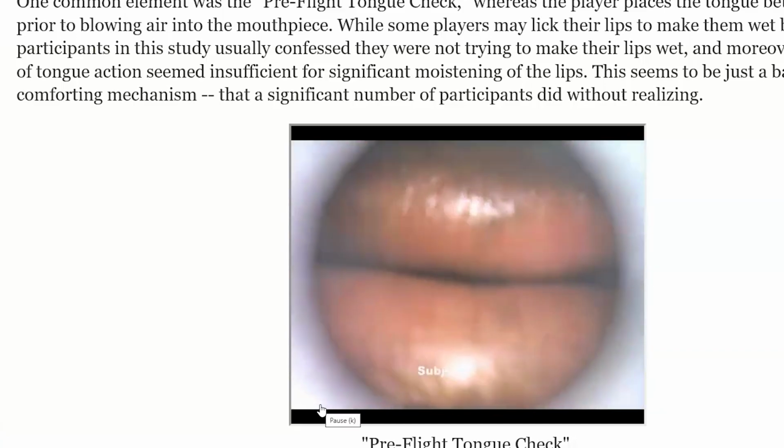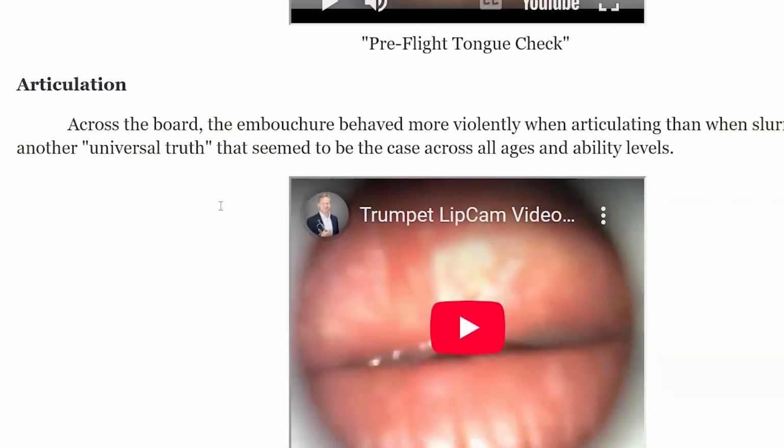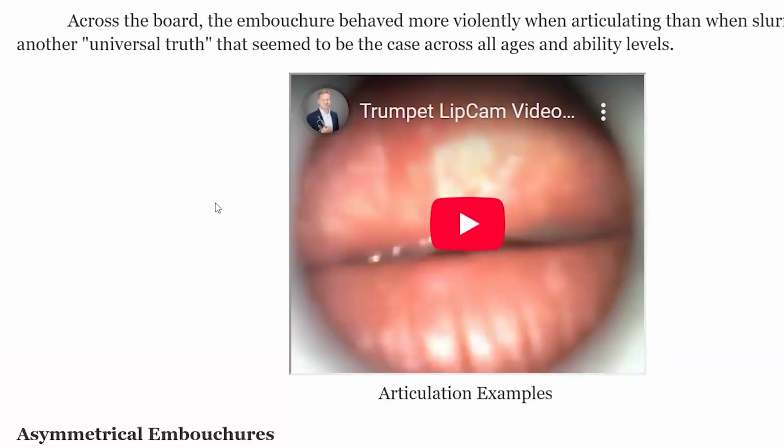C scale. And sometimes when I see this, I see people stick their tongue in there. I say, are you licking the mouthpiece because you want it to be wet? They'll say, no, I'm not licking the mouthpiece. So this pre-flight tongue check is often something we observe when people play in LipCam that they weren't aware of before.